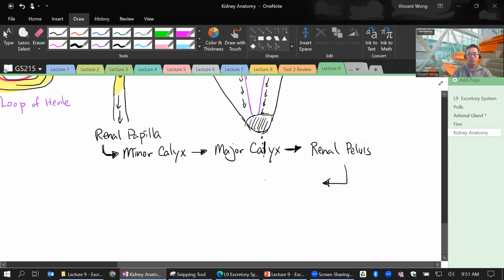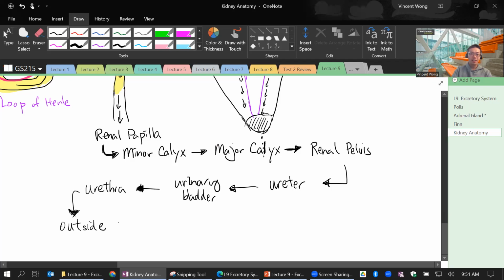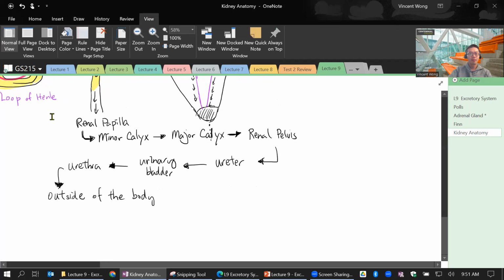And then the ureter, urinary bladder, and then the urethra. And then finally, after that very, very long journey, it goes outside of the body, okay?